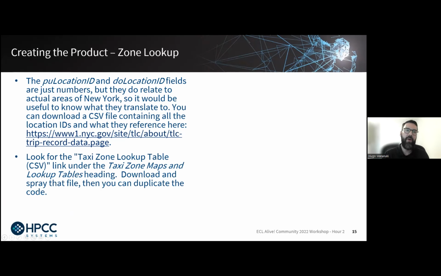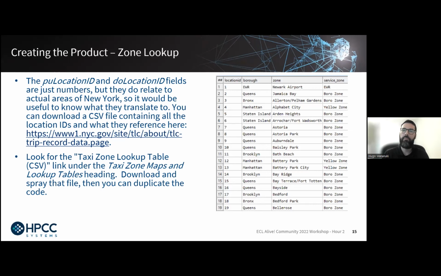Once you have the CSV file, you can basically download it and spray it to the cluster. And then you can duplicate the code that I will show you in a few seconds to obtain a record set, just like I'm sharing on my screen right now, okay? So here I'm associating each location ID to its respective borough, zone, and service zone. Okay, so that's the information I want to display on my service instead of the location ID itself, right?